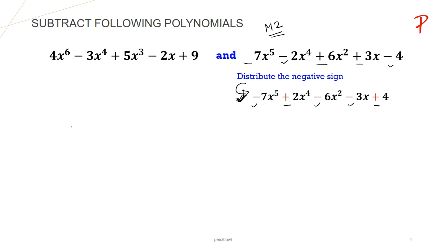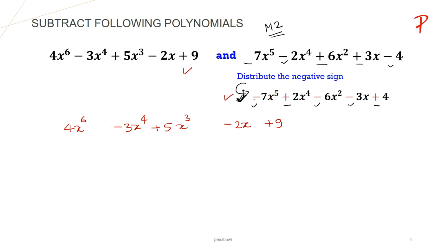Okay, so for the first polynomial we have 4x to the power 6. I will leave some gap. I'll tell you why. Minus 3x to the power 4 plus 5x to the power 3 minus 2x plus 9. Alright, so below the first polynomial, I have to write the second polynomial after distributing the negative sign.